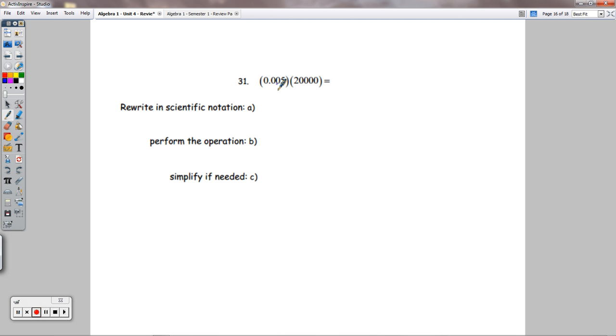And then finally this one, rewrite that in scientific notation. 1, 2, 3 spots to the right, that's a negative 3 power. 1, 2, 3, 4 spots to the left, that's a positive 4 power. This would be 5 times 10 to the negative 3. This one would be 2 times 10 to the positive 4. If we multiply the numbers out in front together, that's going to be 10. And then add the powers together with the same bases here.